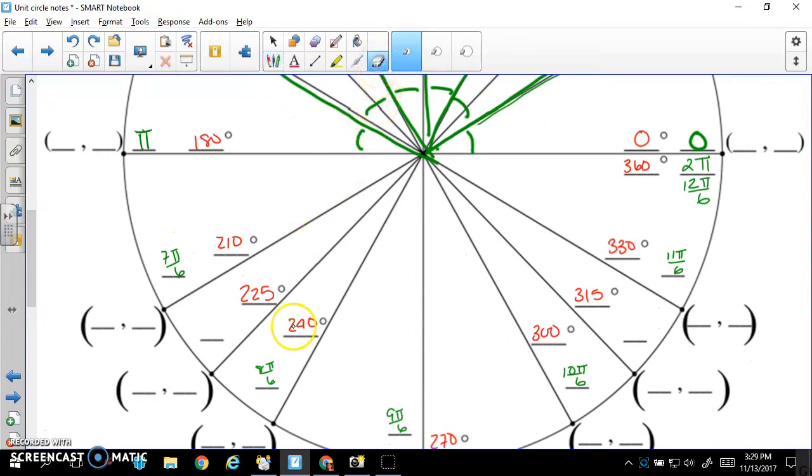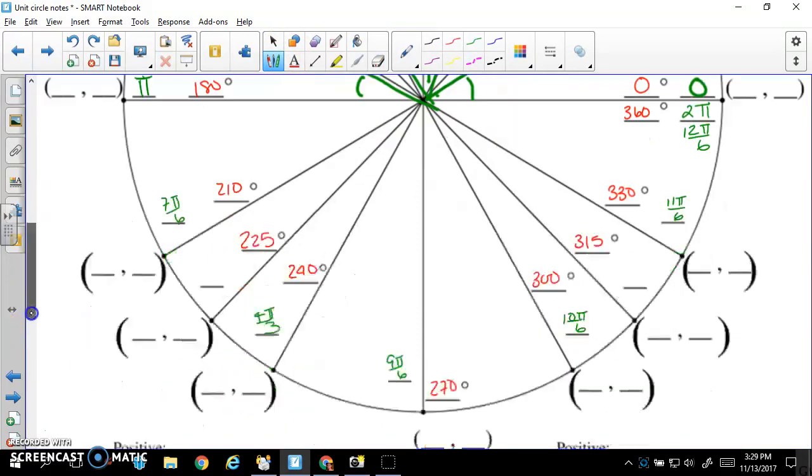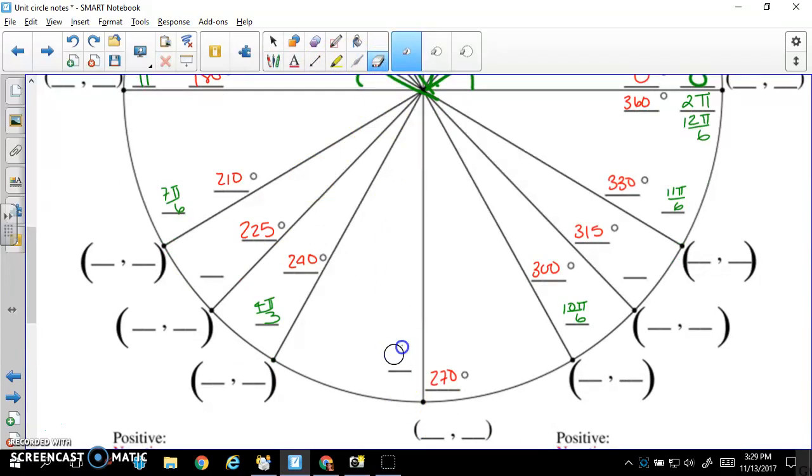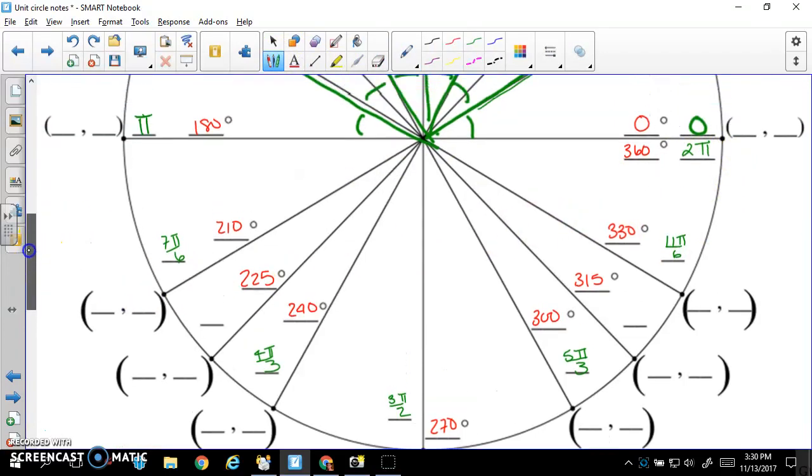I can't reduce 7 pi over 6, but I can reduce 8 pi over 6, and that is now 4 pi over 3. 9 pi over 6 is 3 pi over 2. 10 pi over 6 is 5 pi over 3. 11 pi over 6 doesn't reduce. I was just rolling with it. And then here, 12 pi over 6 reduces to 2 pi, because 12 divided by 6 is 2. So now I have all of my 30s.